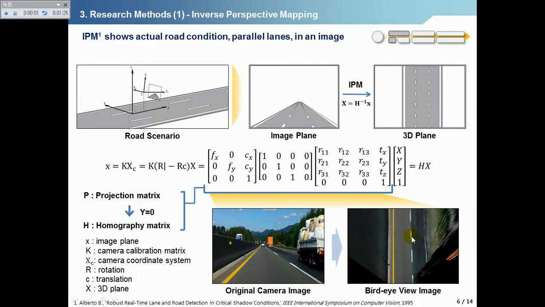The first step of the algorithm is to remove the perspective effect from the image. By obtaining the homography matrix, we can apply inverse perspective mapping to the image. IPM makes lanes vertically parallel, as they are in the real world.